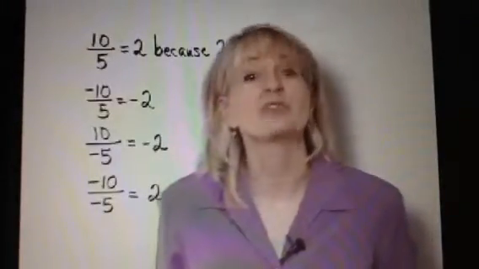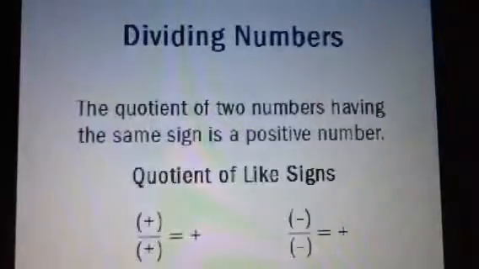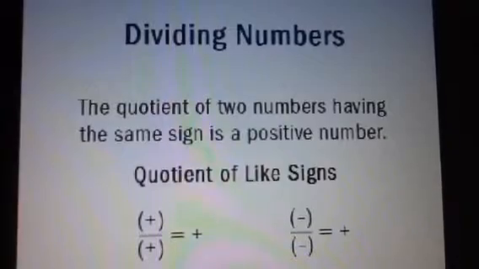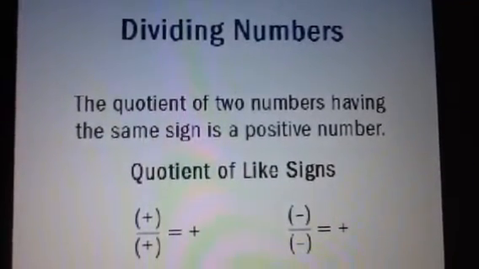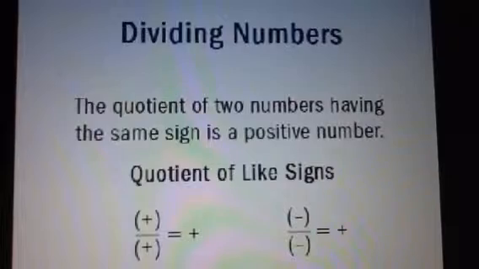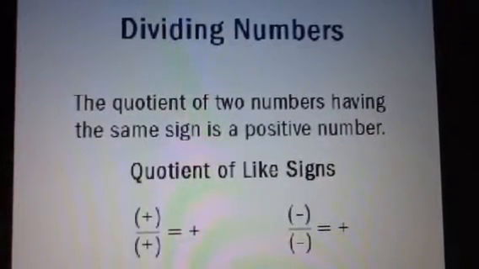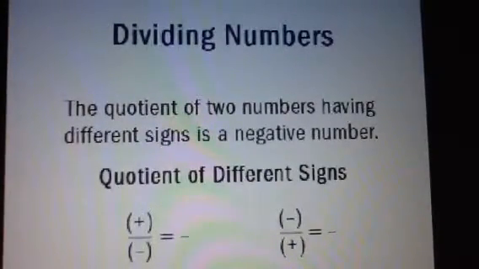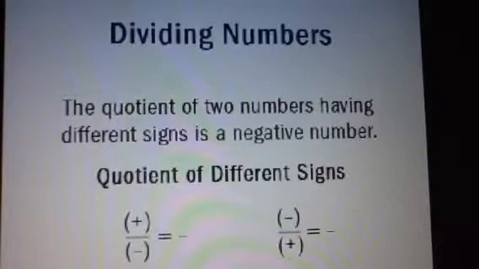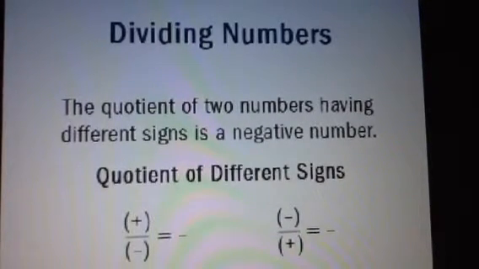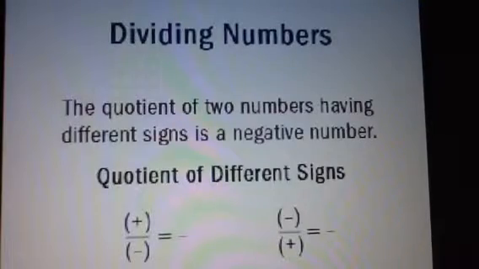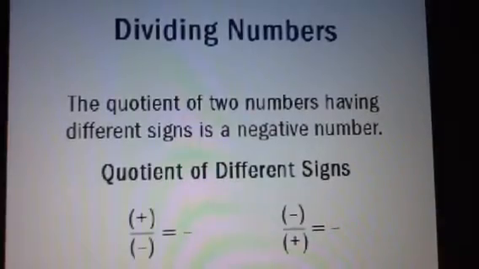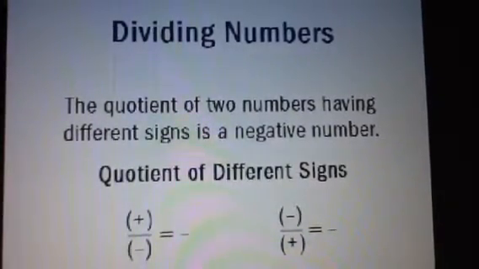Let's look at our sign rules for division. The quotient of two numbers having the same sign is a positive number. And here we show it. Positive divided by positive is a positive result, and a negative divided by a negative is a positive result or quotient. Then the quotient of two numbers having different signs is a negative number. And here we have quotient of different signs. Positive divided by negative gives a negative result. Negative divided by positive gives a negative result.